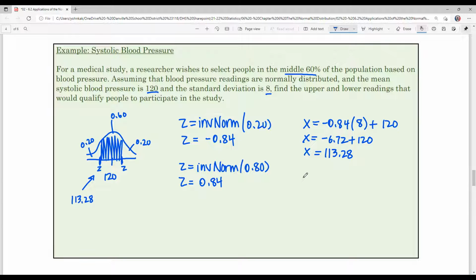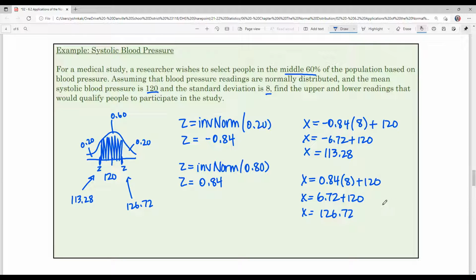So I'm going to do the same thing, this time use a positive 0.84 as my z-score, times 8 plus 120. This is going to give me 6.72 plus 120. This is going to give me 126.72. That is the other side.